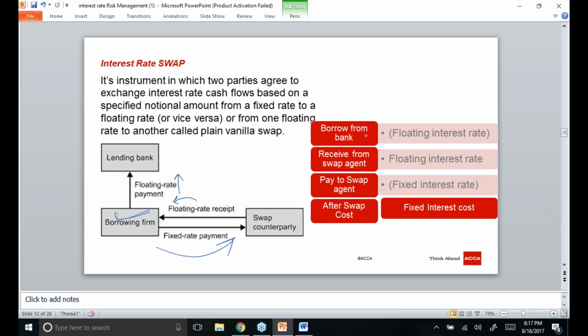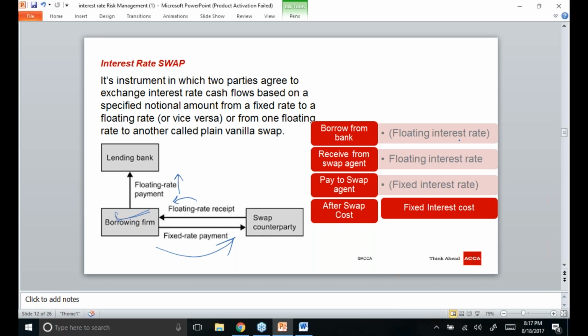First step, decide what you have borrowed from the bank. In this example, you have borrowed at the floating interest rate. And if you have borrowed at the floating interest rate, you want to change your exposure from the floating to the fixed interest rate. How can you change your exposure from the floating to the fixed rate? You will go to the counterparty, and that counterparty will pay you floating.